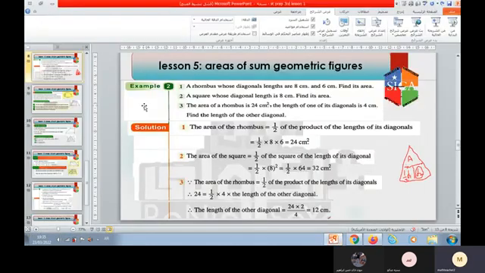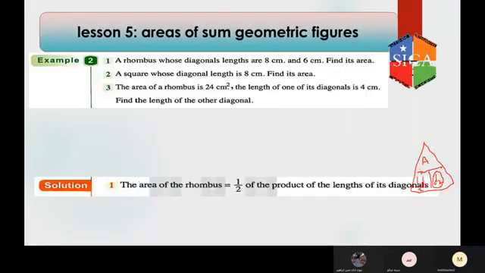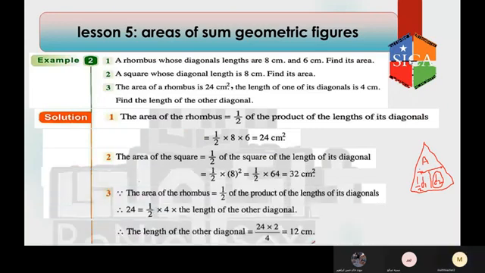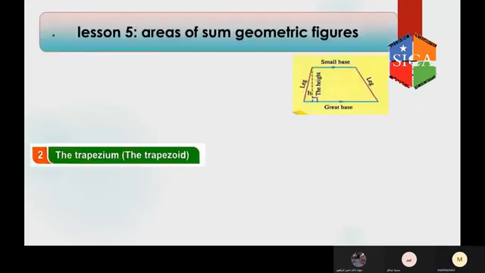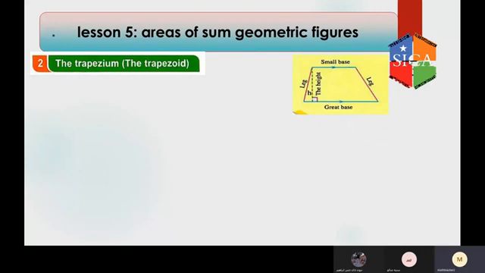The trapezium or the trapezoid. A trapezium is a quadrilateral, a figure with 4 sides, that has only 2 parallel bases. This is the small base and this is the greater base. They are 2 parallel sides. This side is called a leg and this side is called a leg.